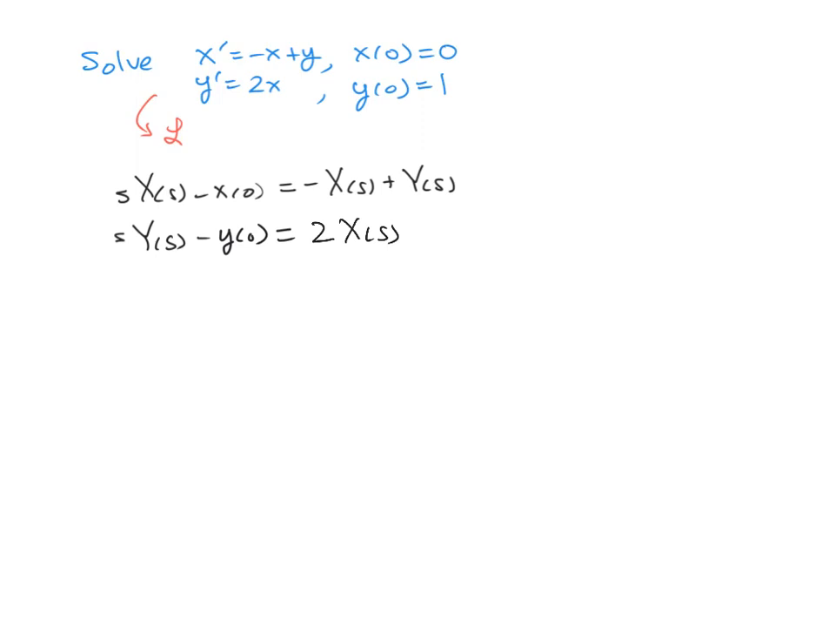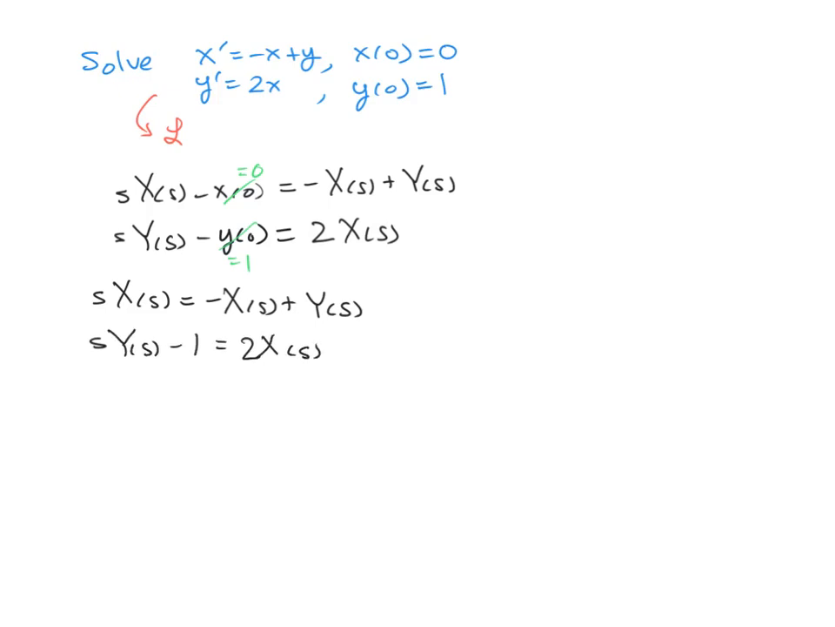We'll next substitute in our initial conditions. The first initial condition, x of 0, is just equal to 0, and for the second one, y of 0 is equal to 1. So that takes us to s times capital X of s is equal to negative capital X of s plus Y of s. For the second one, s Y of s minus 1 is equal to 2 capital X of s.